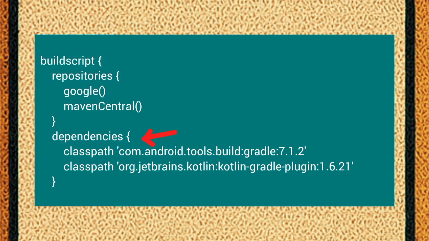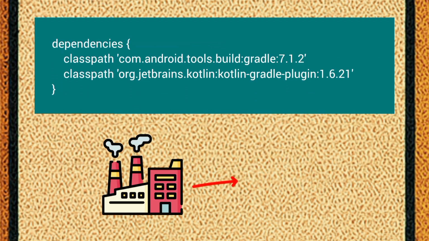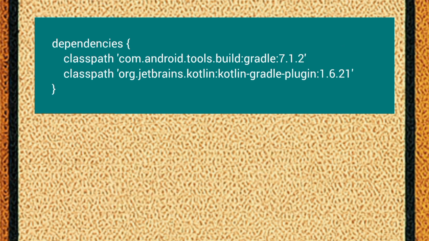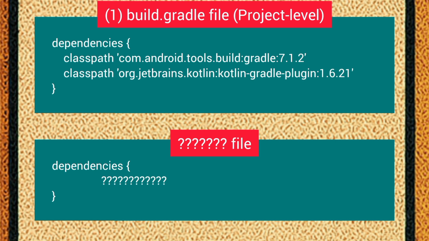The dependencies block inside buildscript is where you list the tools and helpers Gradle itself needs to start the build process. Think of it like a factory bringing in specialized machines before production starts. One machine to build Android apps, another to understand Kotlin code. This list ensures Gradle can function properly during the setup phase. And I say this file because there's another dependencies block somewhere else, and it serves a completely different purpose.